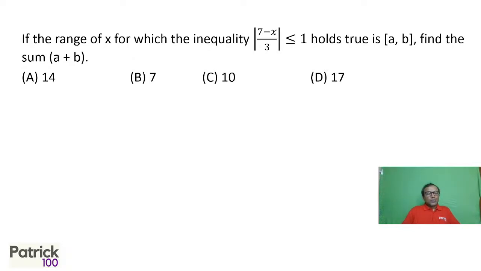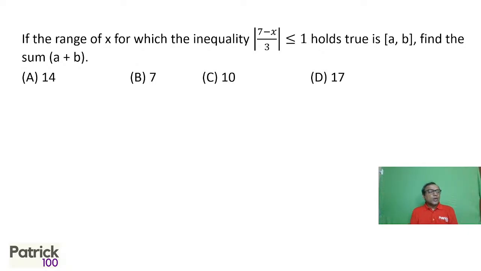Some inequality. Normally inequality sums look tough, but most of the time they are comparatively very easy. In most inequality sums, you can use the options. In this one you cannot, because they ask for A plus B. If they asked for A or B, then you could use the options. But since they ask for A plus B, you can't directly use the options. But yes, there are approaches, so let's look at the approach here.